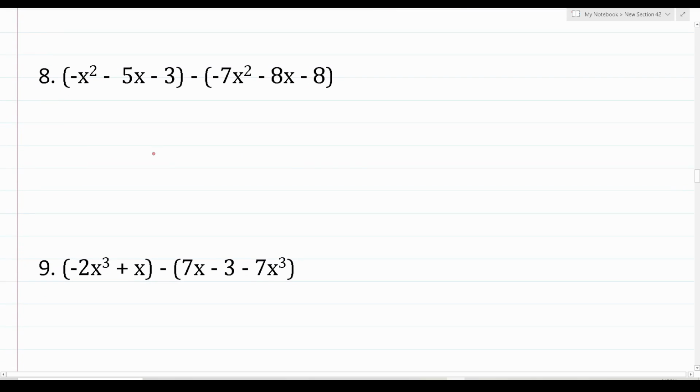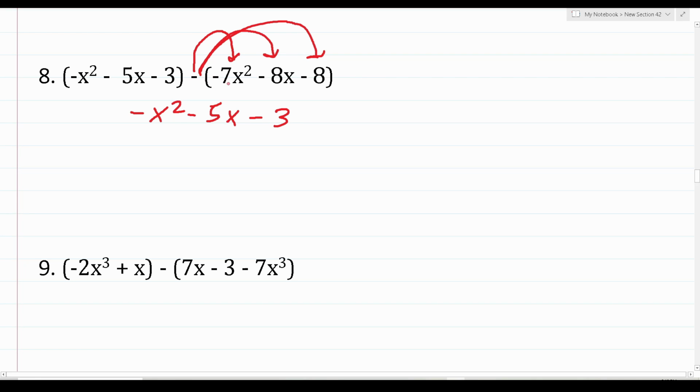All right, so now we have a trinomial minus a trinomial. Again, if you recall, the first step is to drop our first set of parentheses. So this is going to be negative x squared minus 5x minus 3. Then we're going to take this negative and distribute it here, here, and here. And at the same time we do that, we're going to drop our parentheses.